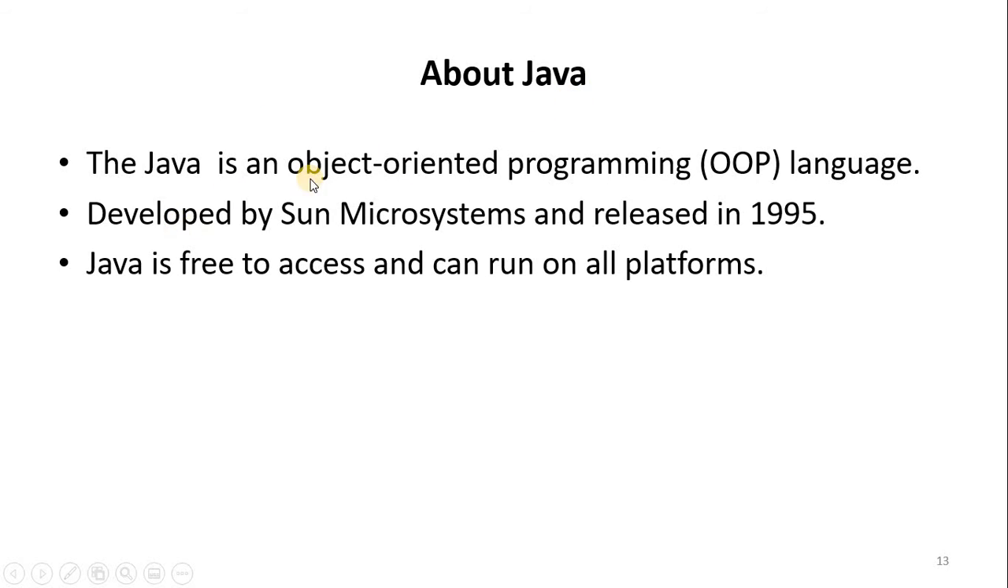Java was developed in 1995 by Sun Microsystems and is now owned by Oracle Corporation. It is free to use. We can download it and use it on any platform, meaning any operating system will be supported here.